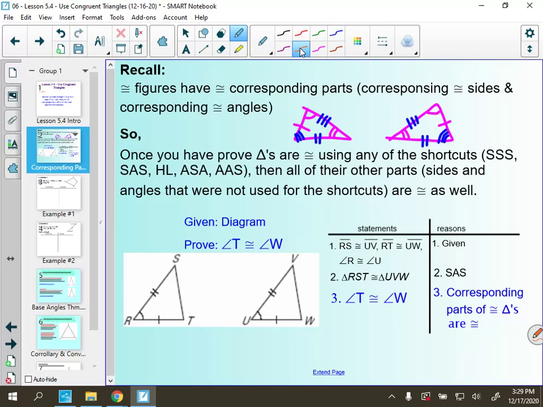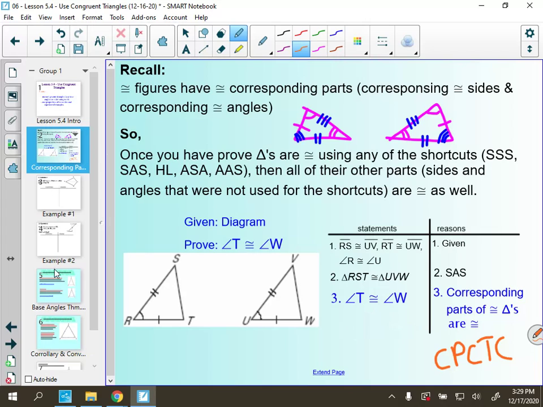Here's the abbreviation, because that's a lot to write and we don't always want to write that. The C stands for corresponding parts of congruent triangles are congruent. So that's the new piece to the puzzle here. It's not a whole lot of extension beyond what we've been doing in previous lessons. It's using those congruent triangles to make a valid statement about another part of those triangles.